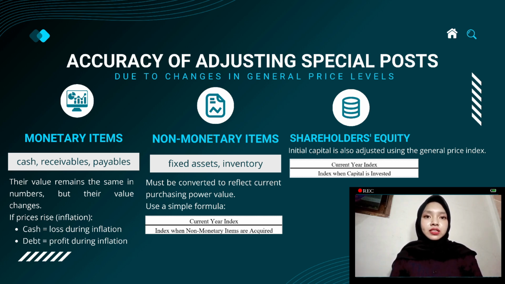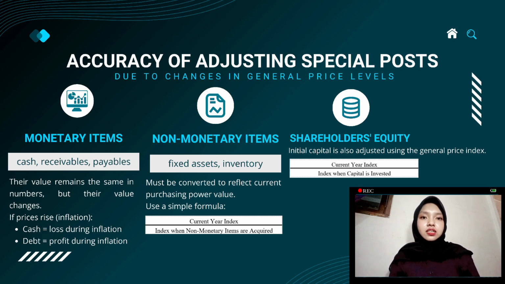The first one is monetary items such as cash, receivables, and payables. Although their value remains the same in numbers, their purchasing power changes. When inflation occurs, cash will experience a loss because its value decreases, while debt actually becomes a profit because it is paid with money of lower value. Then non-monetary items such as fixed assets and inventory must be adjusted to reflect current purchasing power. The adjustment uses a simple formula, namely the current year index divided by the index when the asset was acquired.